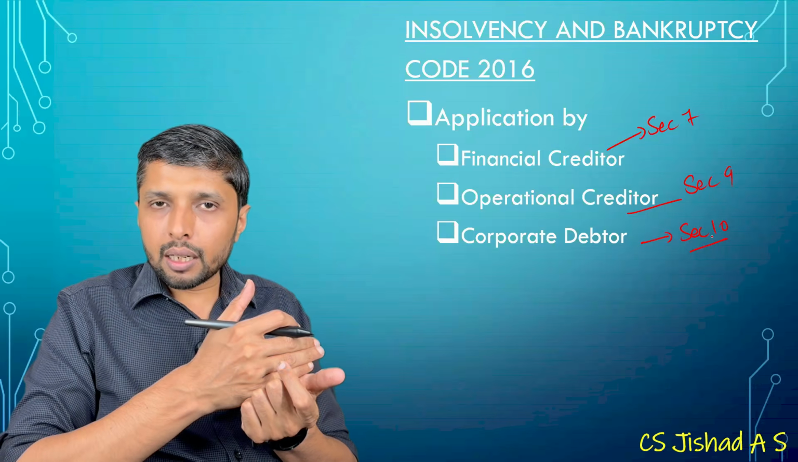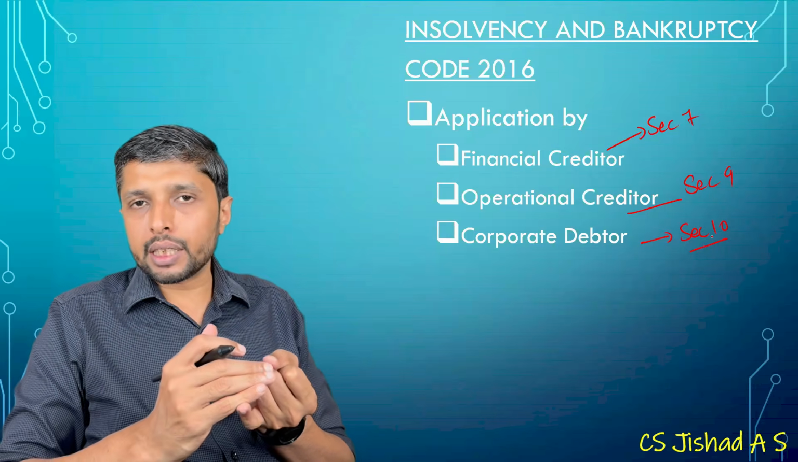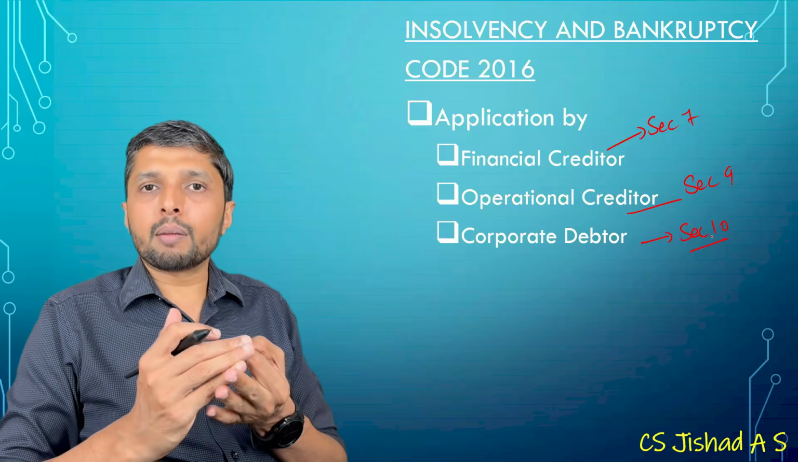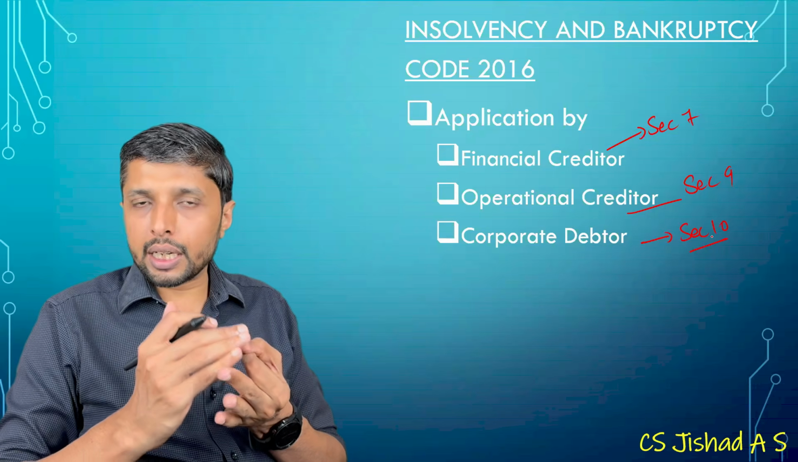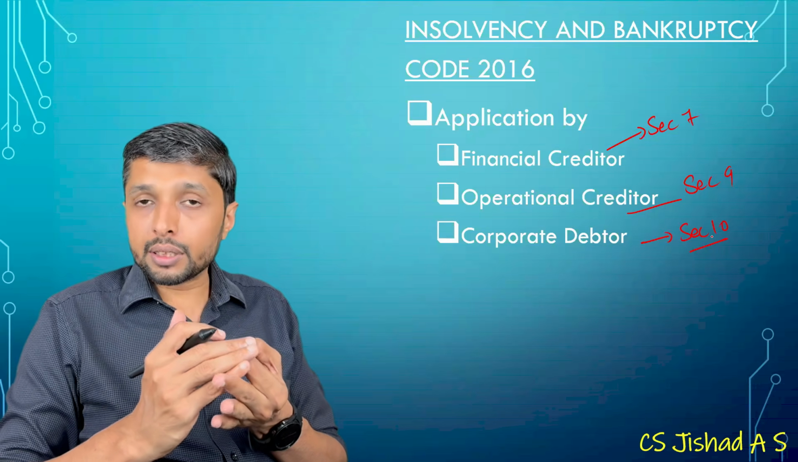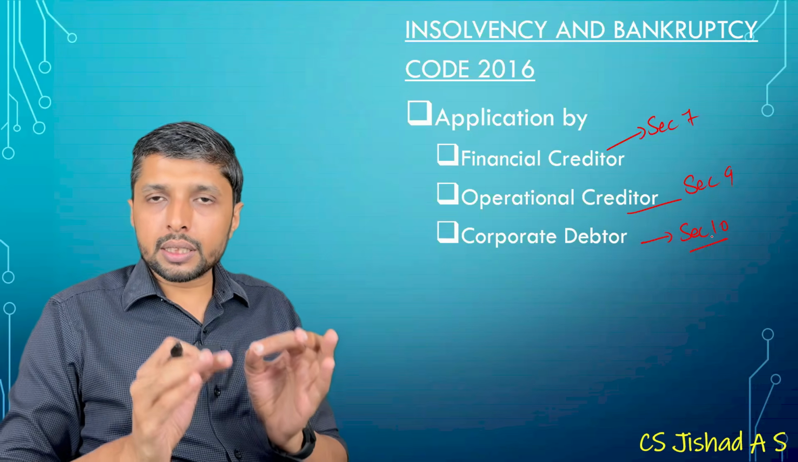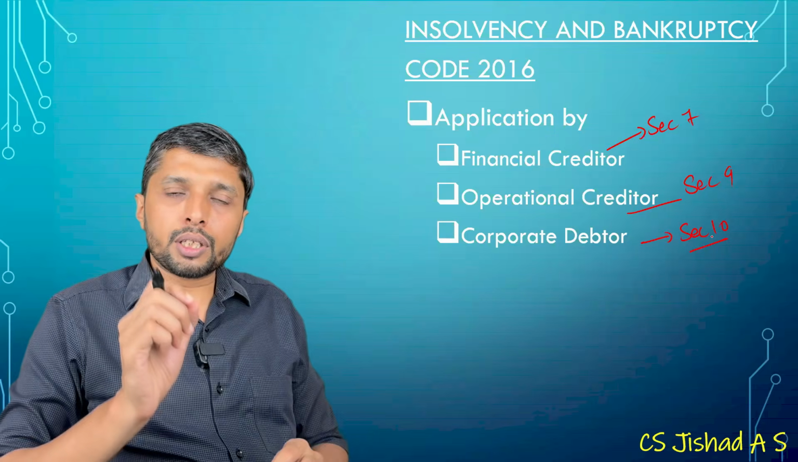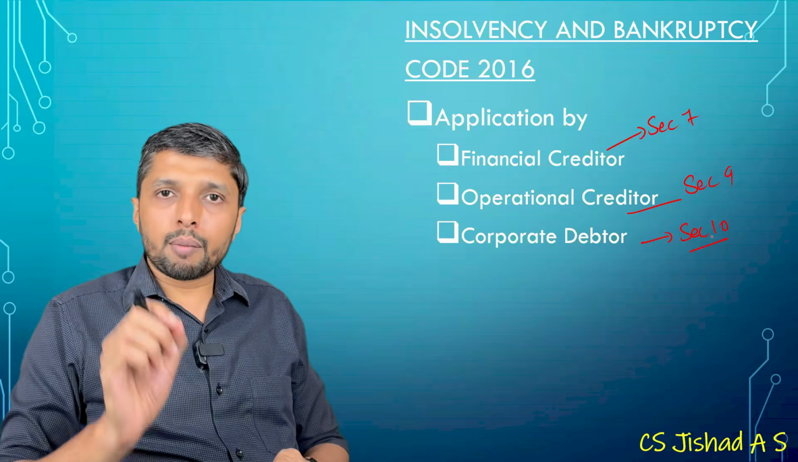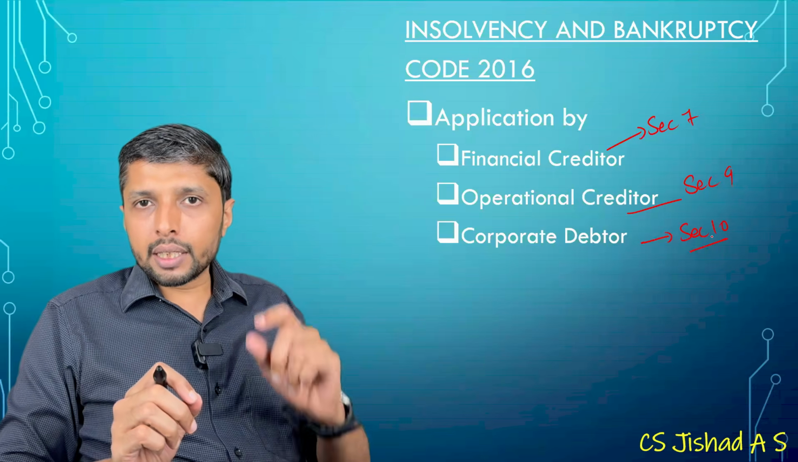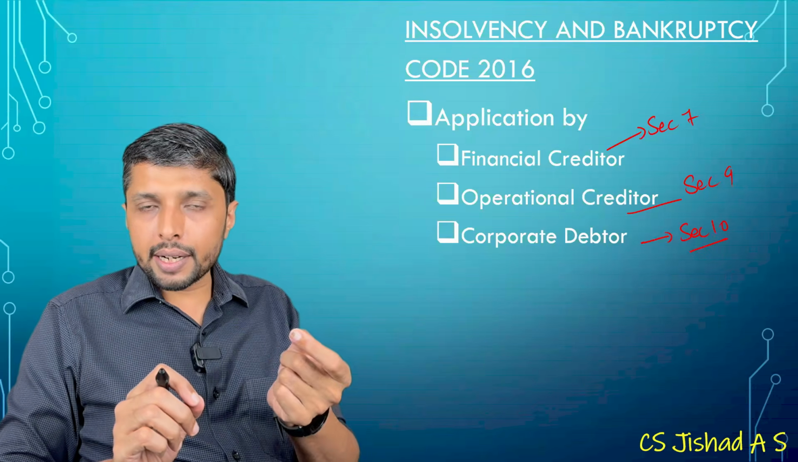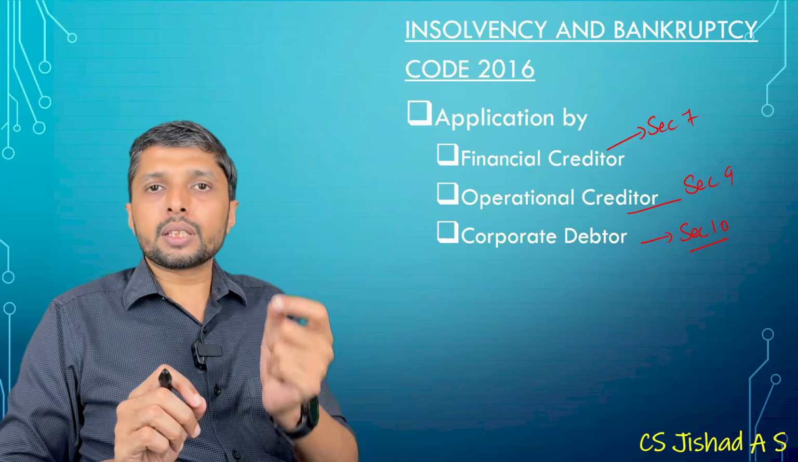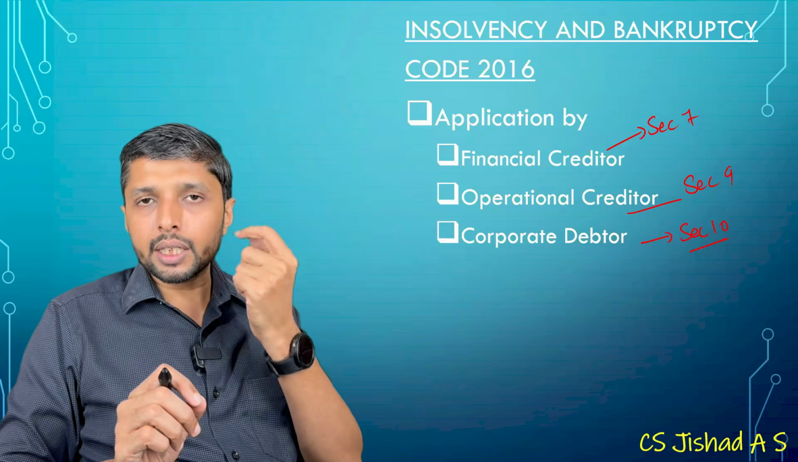Once NCLT approves the application, it will issue a moratorium. Then they will issue a public announcement. They will appoint an interim resolution professional under section 16 of the IBC Act, 2016. Then the CIRP, corporate insolvency resolution process, will have to be completed within 180 days from the date of commencement, the date of admission. Then a one-time extension of 90 days will be granted by NCLT on certain terms and conditions, and it will have to be completed within 330 days, including the time taken for any legal proceeding.